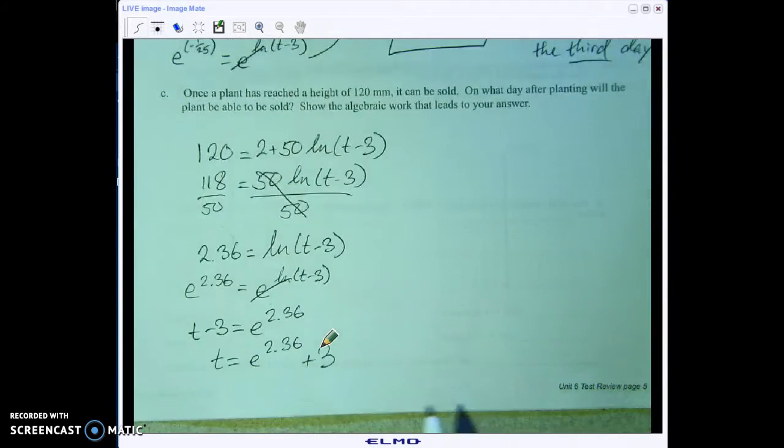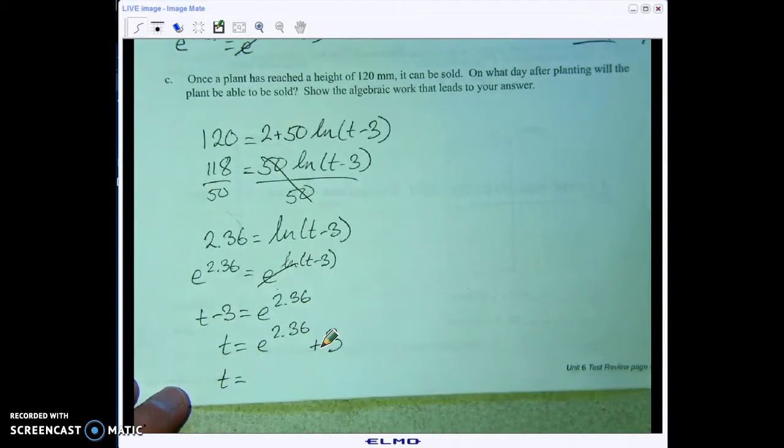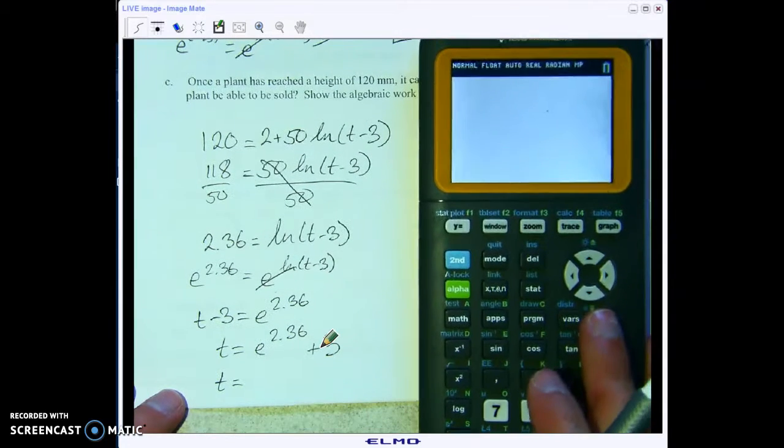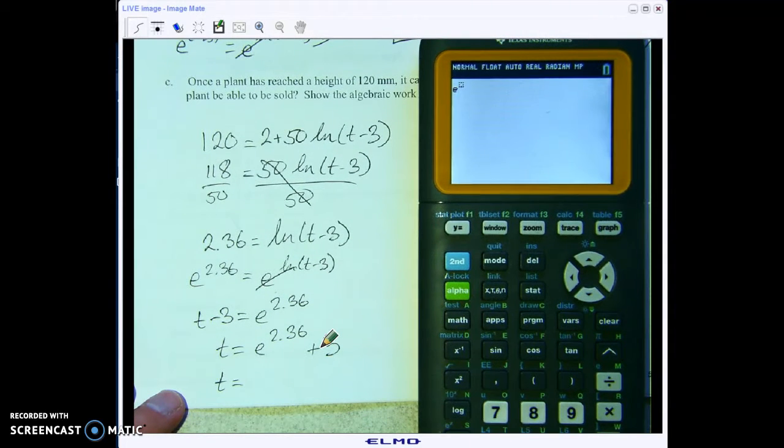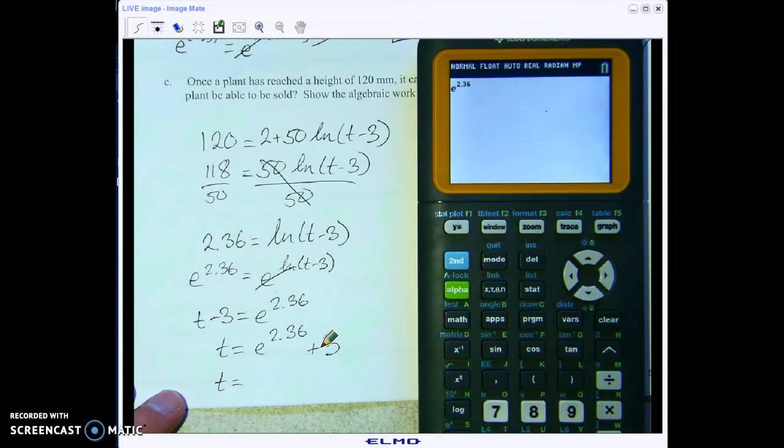And what is that, you ask? I don't know. Let's see what the calculator says. e to the power of 2.36 plus 3 is equal to 13.591.